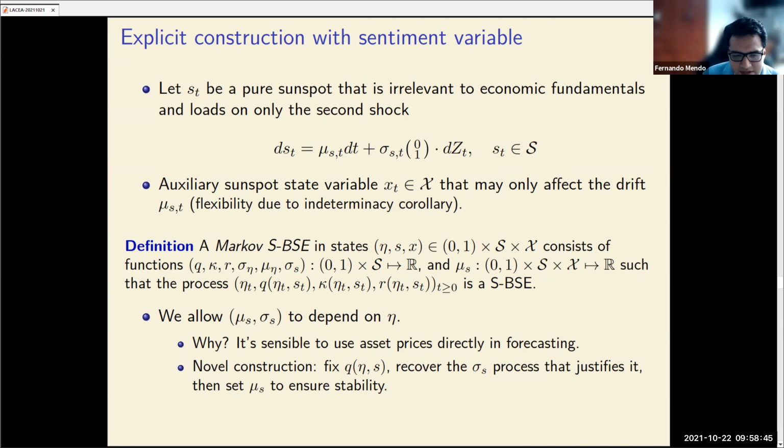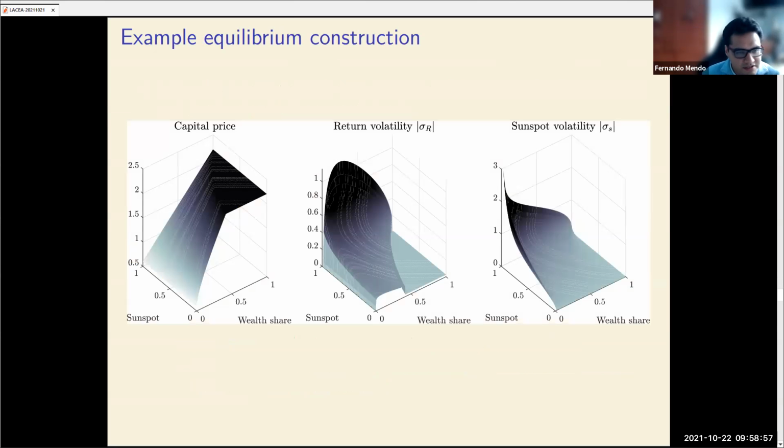And this allows us a very nice construction in which you can just conjecture the Q function as a function of eta and S, and then back out the volatility of the beliefs that justifies this. So here is our construction.